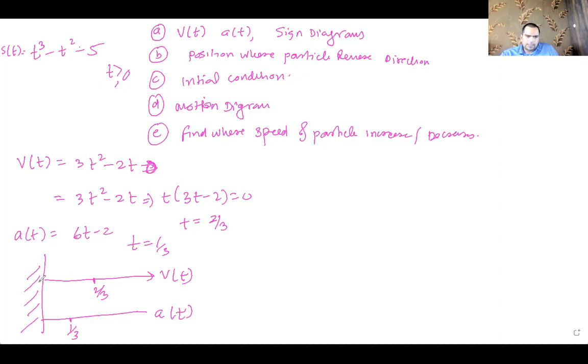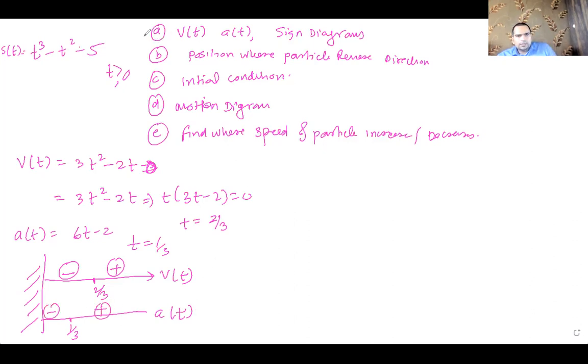Now our next step is to actually put the sign values. If I plug in a value, for example, maybe 1 on this side, it'll be 3 minus 2, it's positive. So it'll be positive here. And of course, this will be negative because this is a root. Between 0 and 2/3, if you plug in, let's say 1/3, you'll get a negative value. Similarly, for the acceleration one, 6t minus 2, this side will be negative, and here will be positive.